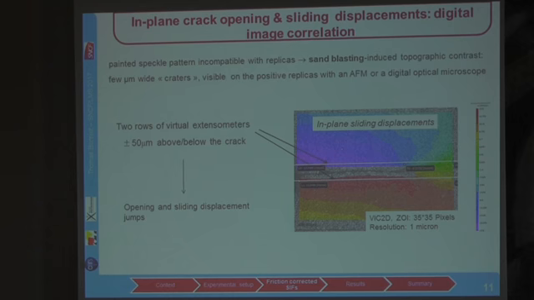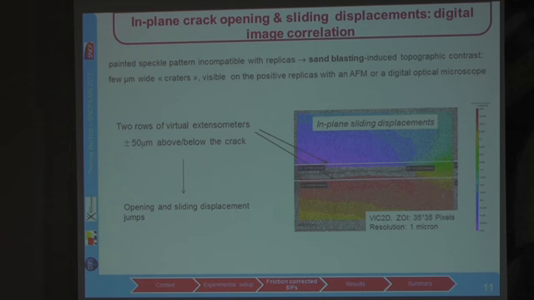We can get the in-plane opening and sliding displacement using digital image correlation. So this is for mode 1 and mode 2, the in-plane displacement. And since the painted pattern will be incompatible with the replicas, we have to use another technique, which is a sandblasting-induced topographic contrast, which will induce a few micrometers wide craters on the surface. And those craters will form a pattern visible on the positive replicas with an atomic force microscope or a digital optical microscope.